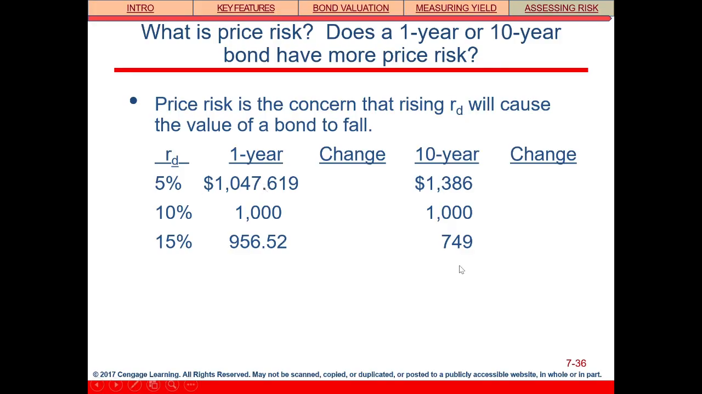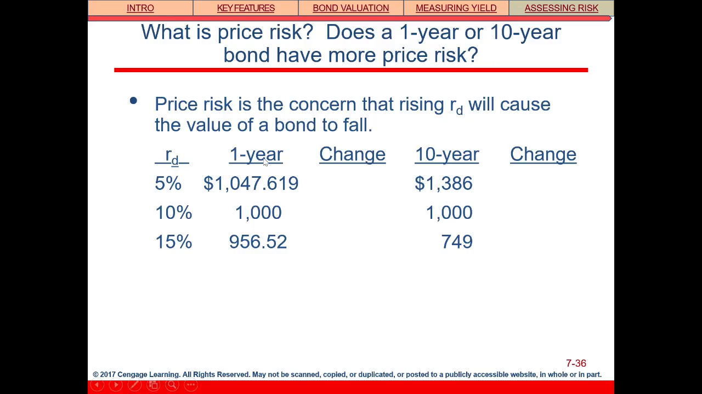Here we are comparing two types of securities, a 1-year bond and a 10-year bond, and this is the market interest rate, assuming everything else is the same. Based on the price, can you tell what the coupon interest rate is here? It's very straightforward. The coupon interest rate is 10%, because when the market interest rate is 10%, the price is exactly the same as the face value. That means the coupon interest rate is the same as the market interest rate. So this 1-year bond pays a 10% coupon interest rate, and this 10-year bond also pays a 10% coupon interest rate.